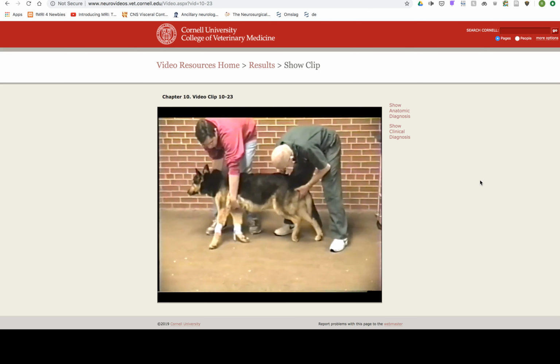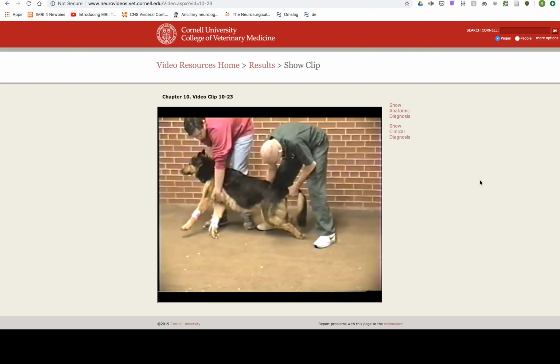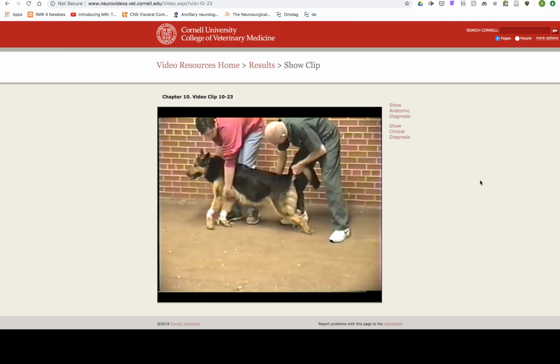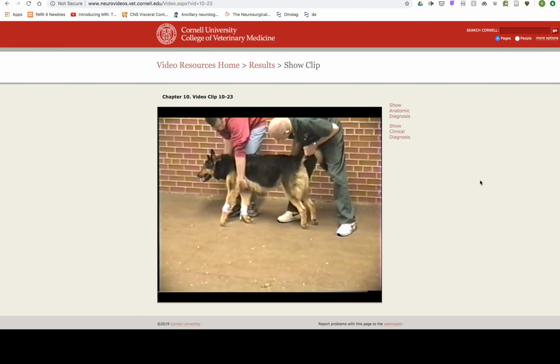Case example 10-10. Signalment: 5-year-old castrated male German Shepherd dog, Sam. Chief complaint: inability to stand. History: the day before this examination, Sam was found recumbent in his pen. He was alert but unable to stand.